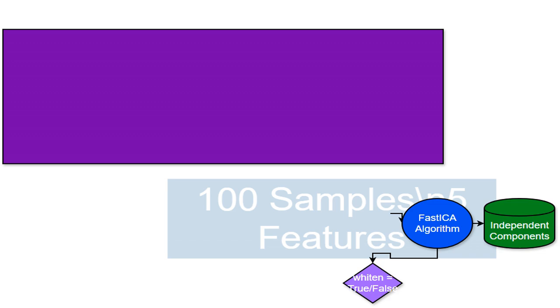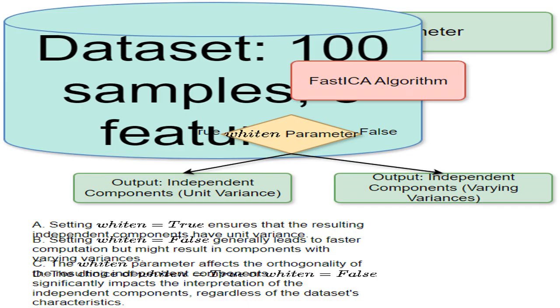It's a binary choice. You set it to either TRUE or FALSE. I'm using scikit-learn's FastICA, a popular algorithm for independent component analysis. It helps me uncover hidden independent signals from a mixture. Think of it like separating the voices of different instruments in a musical recording.